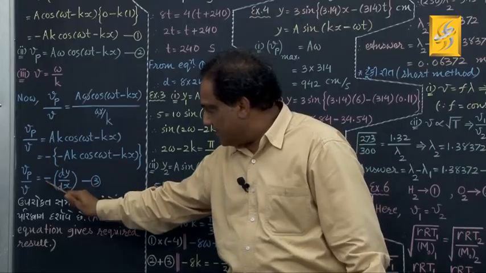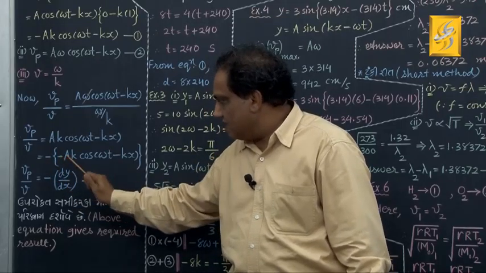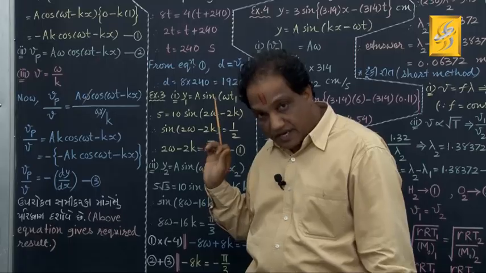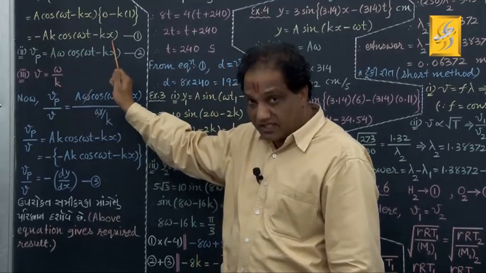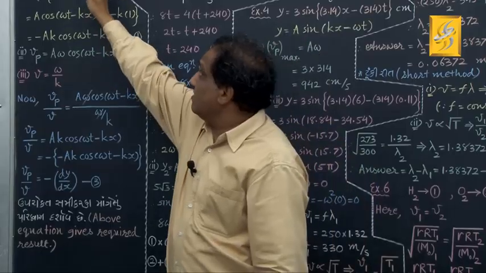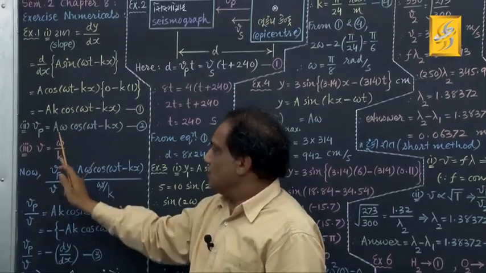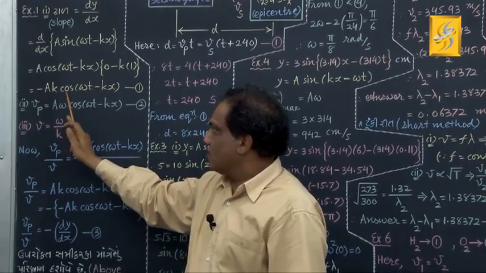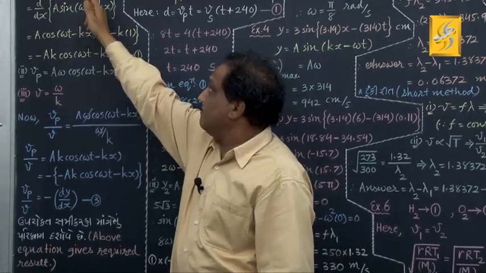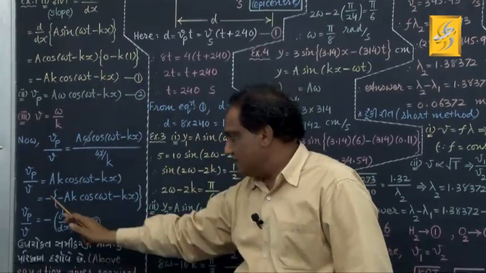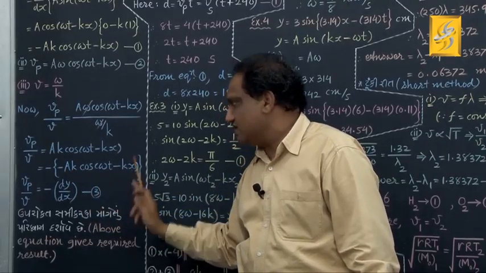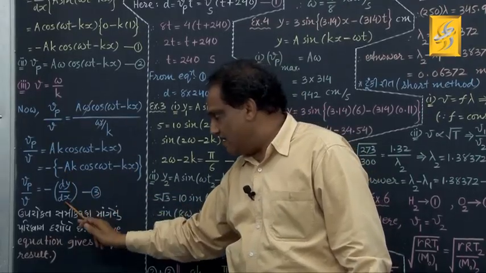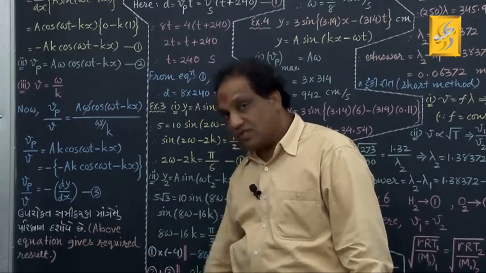Now this minus sign as it is, but instead of minus ak cos(omega t minus kx), I can write dy by dx, correct? So in place of minus ak cos(omega t minus kx), I am writing dy by dx over here. Give it equation number 3.